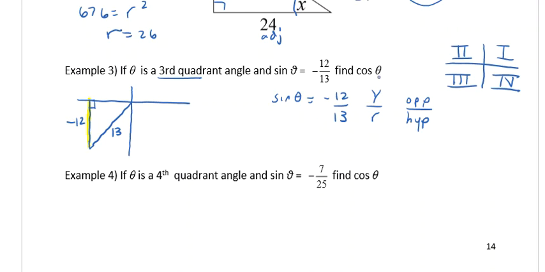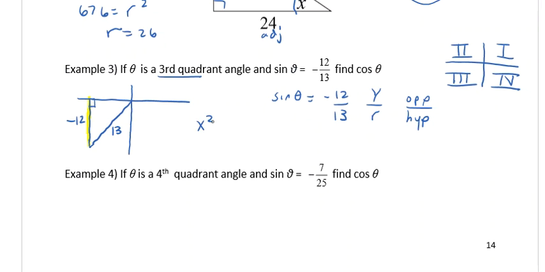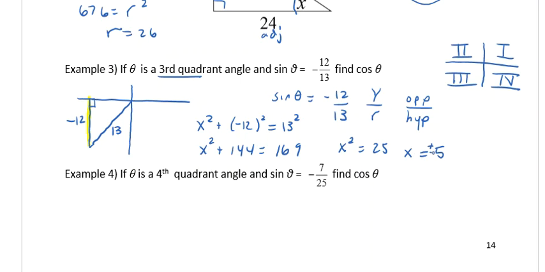Find cosine. I'm going to have x squared plus 12 squared equals 13 squared. So here I get x is plus or minus 5. It's only going to be one of those options, and when I look at my picture, because I'm in the third quadrant, this is to the left. That's why it's going to be -5 and not a +5. The cosine of theta is -5 over 13.